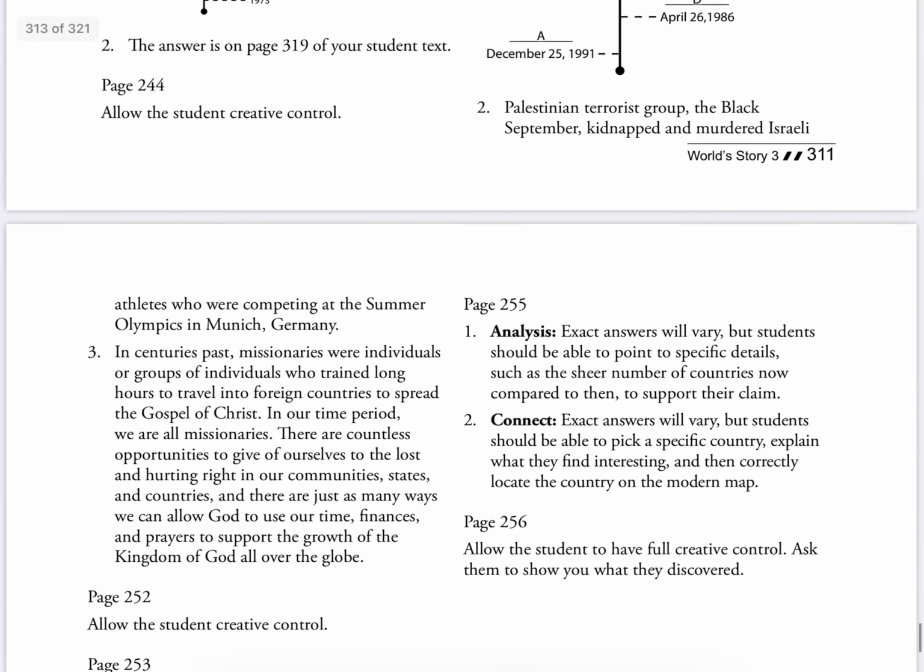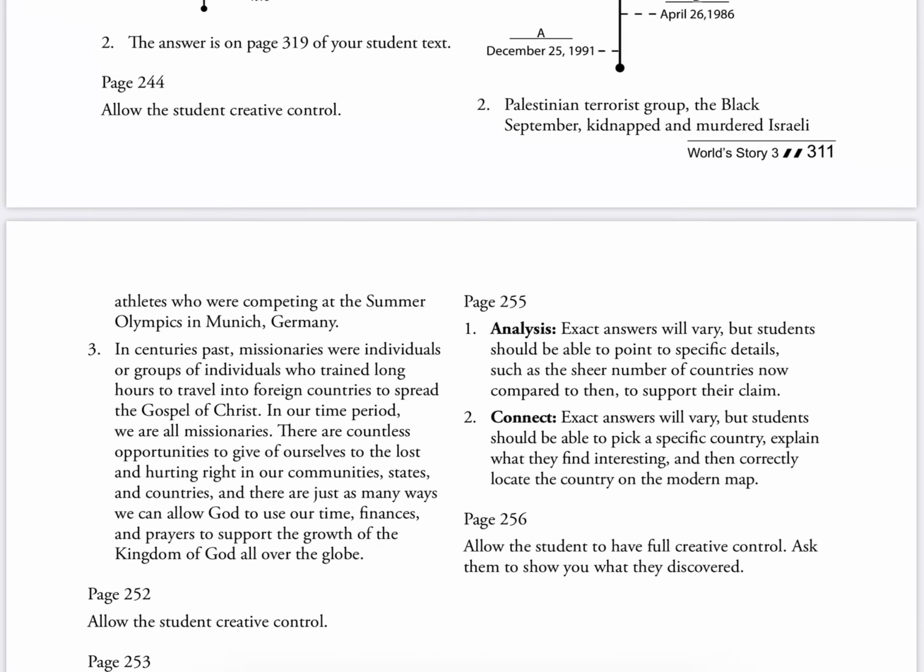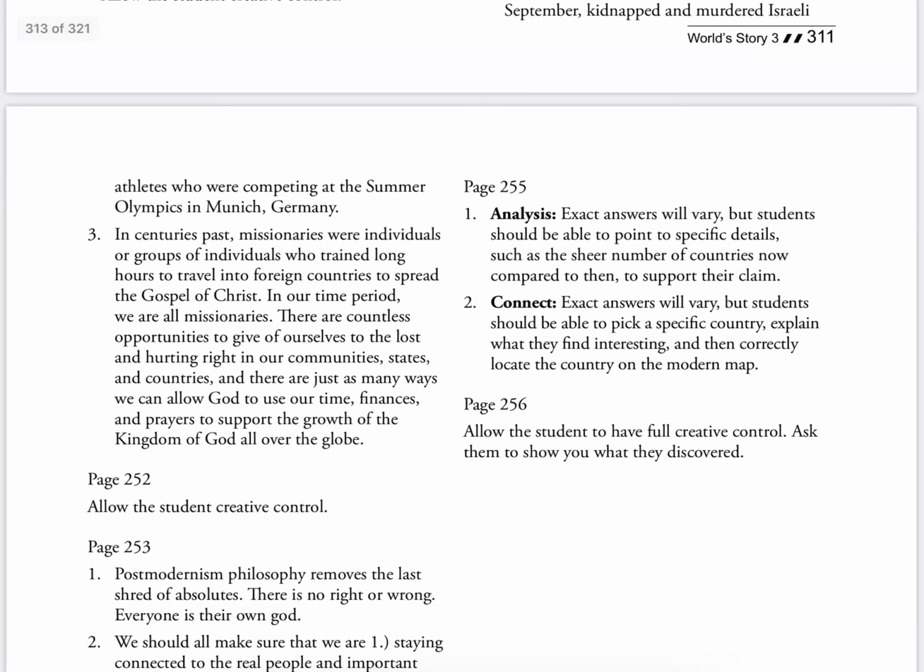For number 2 there, the Palestinian terrorist group, the Black September, kidnapped and murdered Israeli athletes who were competing at the Summer Olympics in Munich, Germany. So that's what happened. Palestinian terrorists kidnapped Israeli athletes.